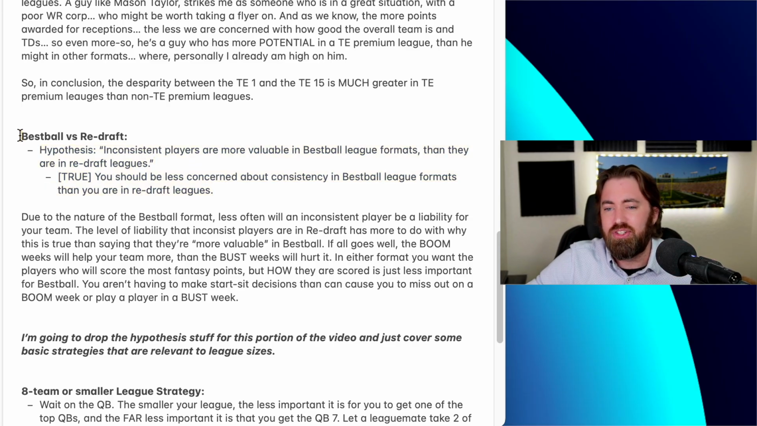Let's look at best ball versus redraft. My hypothesis here is that inconsistent players are more valuable in best ball leagues than they are in redraft leagues.